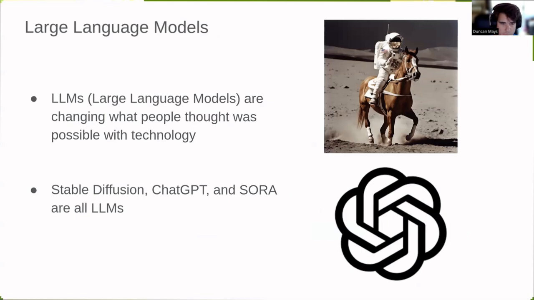Now, on to large language models. Large language models really are the technology of the day. They're changing what people thought was possible with technology. Stable Diffusion, ChatGPT, and Sora are all LLMs, and they can generate images, music, poems, you name it.